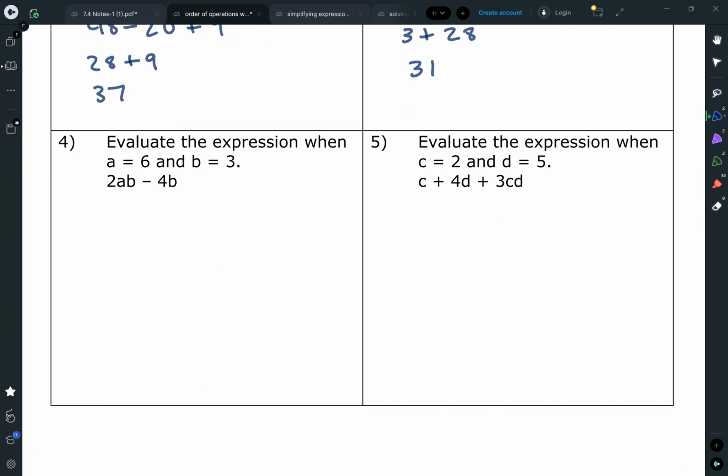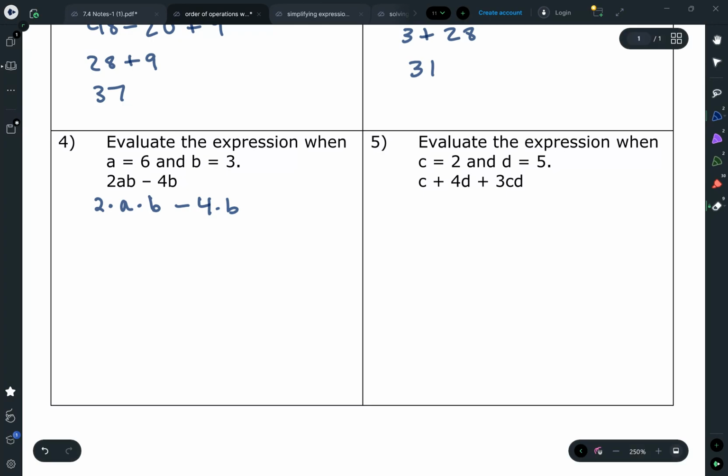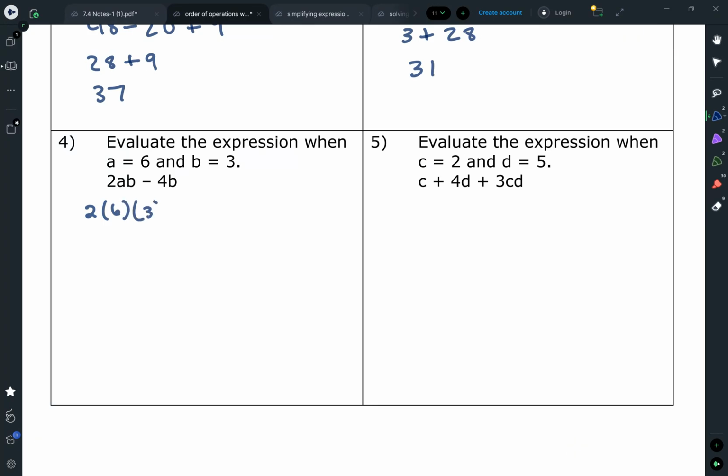So on problem 4, where it says 2ab, remember that's 2 times a times b, and then minus 4b, so minus 4 times b. These are multiplying. Because I am substituting, I want to go ahead and use parentheses when I substitute. I'm going to erase all of that so we can start from scratch. Just wanted to make sure you understood the problem. So 2 times 6 times 3 minus 4 times 3.